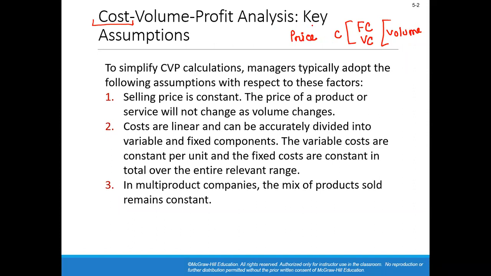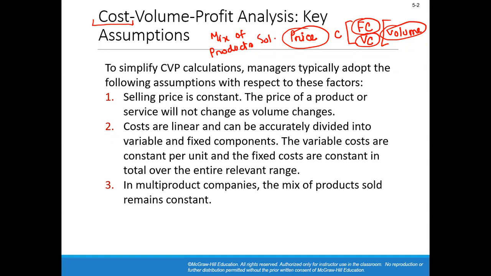So how many components have we got so far? One component is price. Another component is variable cost. Another component is fixed cost. And another component is volume, sales volume, the volume of activity precisely here. And what is the remaining? The remaining is the product mix, or mix of products sold.